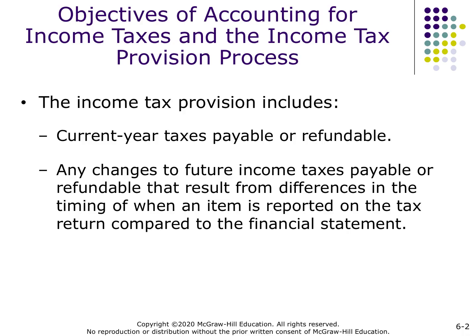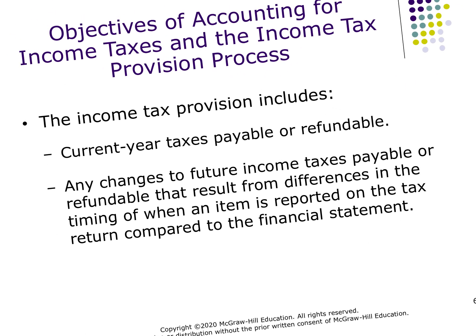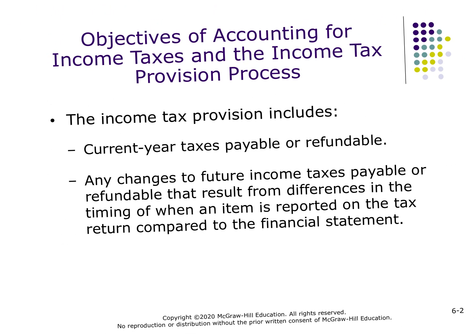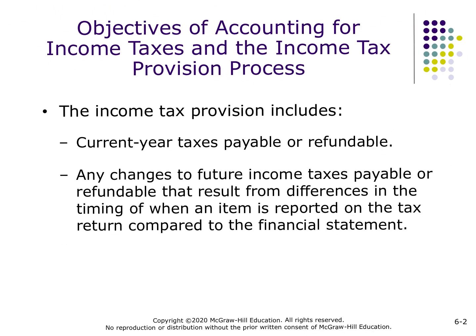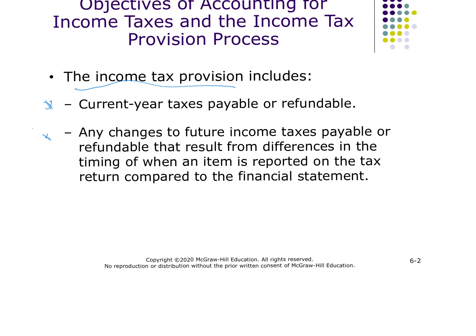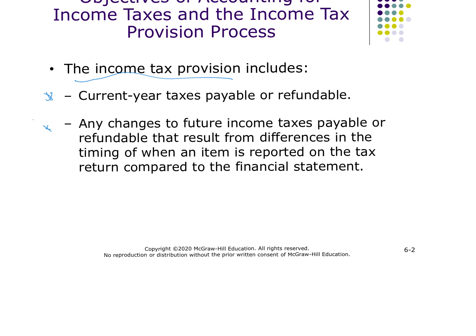And so what we end up talking a lot about in this chapter is the income tax provision. Okay. And so the income tax provision contains two pieces. You've got the current piece, and then you've got this future piece. Okay. And this future piece is typically what gives folks the most trouble.